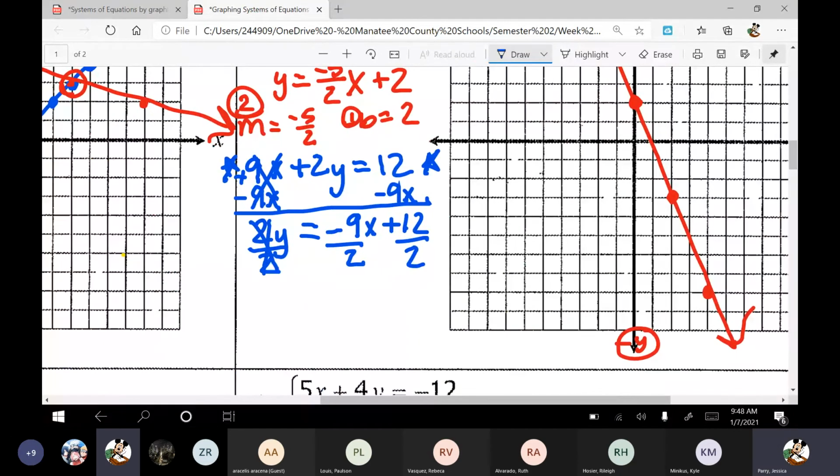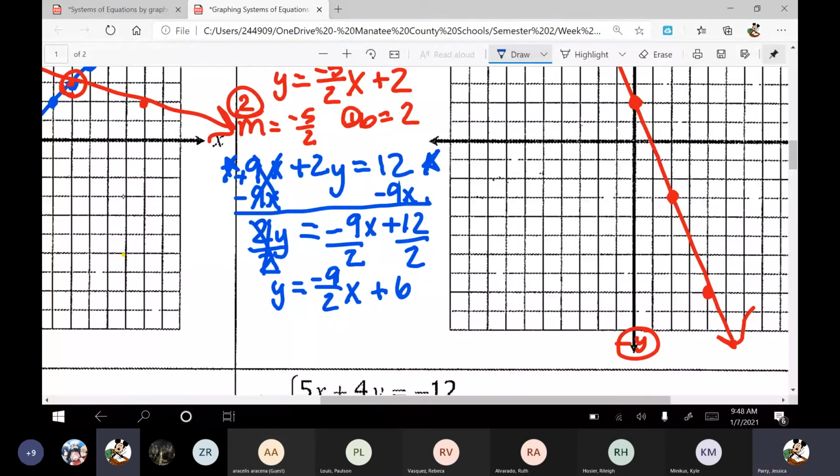So these 2's cancel out. Now I have my y equals this first fraction, negative 9 divided by 2. I cannot simplify. It's as simplified as it can be. So I'm just going to rewrite negative 9 over 2. And then I bring down the variable x. Don't lose it. And then my second fraction, this 12 divided by 2. I can simplify. 12 divided by 2 is positive 6.